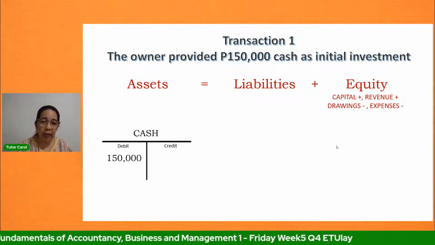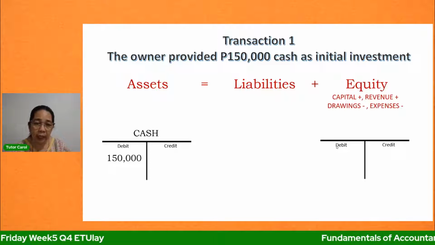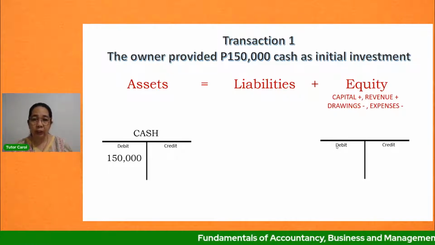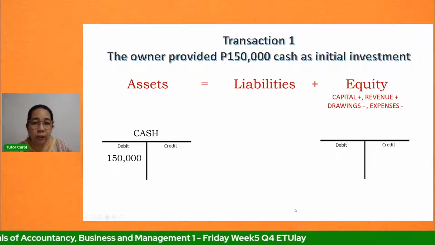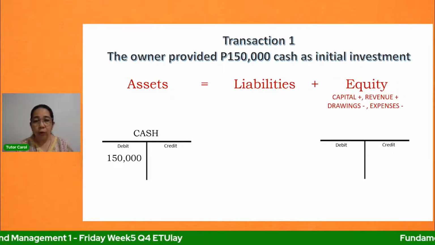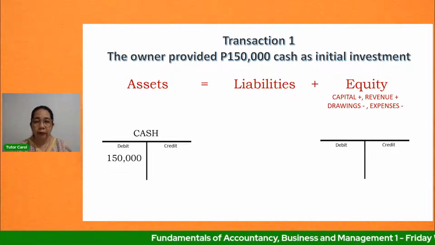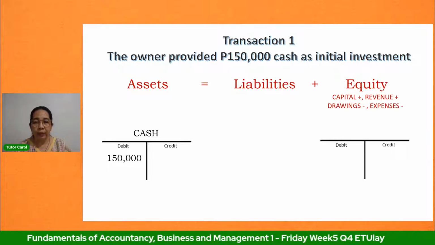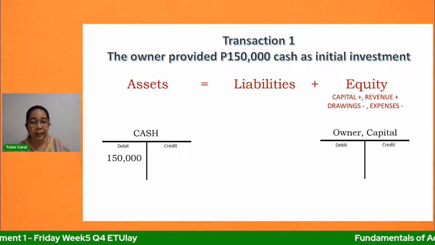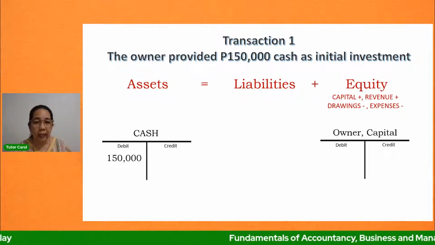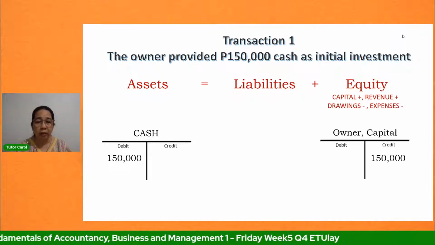Okay, sino kaya ang nagbigay? Kanino galing? Of course, hindi siya galing sa utang. So, kung hindi galing sa utang, ay galing siya sa equity. Pero alin kaya dyan? Capital, revenue, drawings, or expenses? Since initial investment ito, siya ay manggagaling sa capital investment ng owner. So, particular account affected is the owner capital. Since nadagdagan ang capital and capital account increases on the credit side, doon natin ilalagay sa credit side ang 150,000 pesos. So that's how you analyze transactions, di ba?